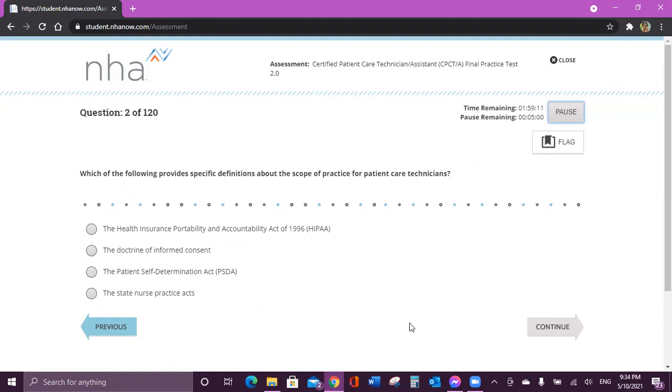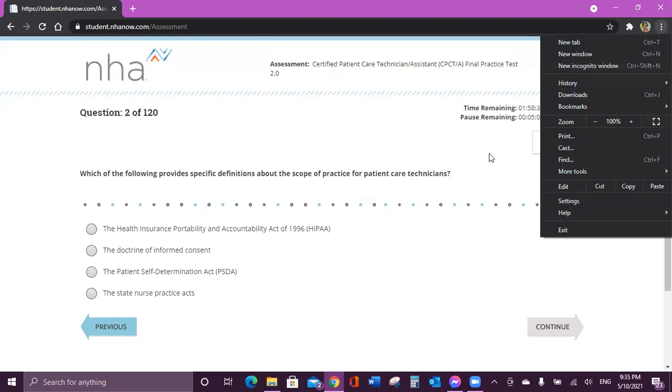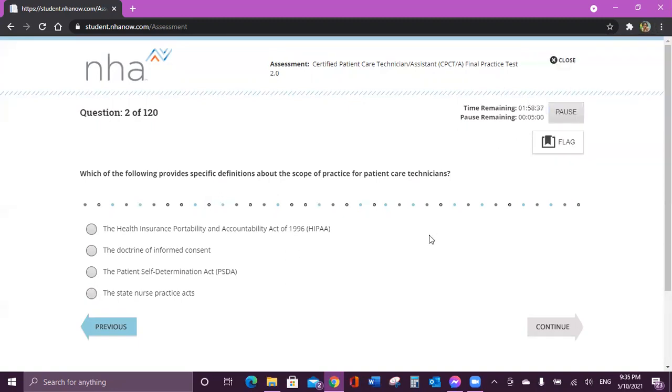Which of the following provides a specific definition about the scope of practice for a patient care technician? Pero le voy a tirar el screenshot como quiera, ¿verdad? Exacto. Tírale el screenshot para saber la pregunta. Yo veo esto como borroso. Let me see. No, A está bien. The discrimination.